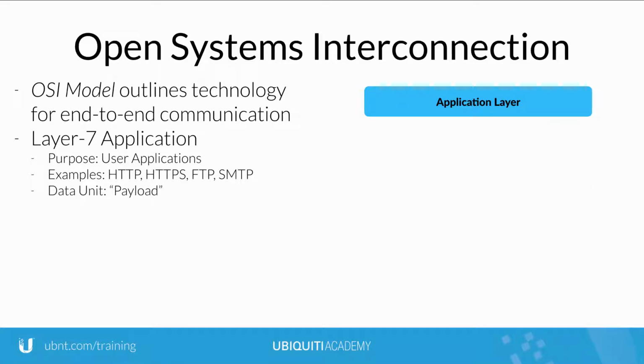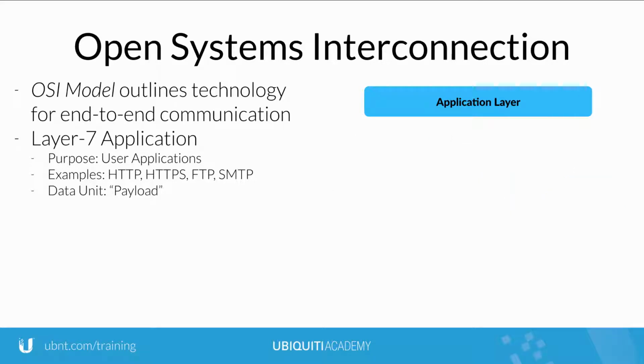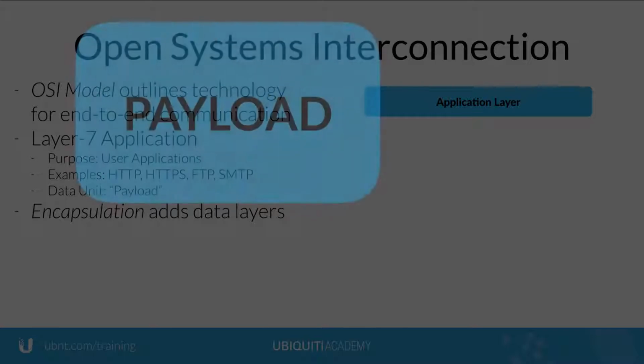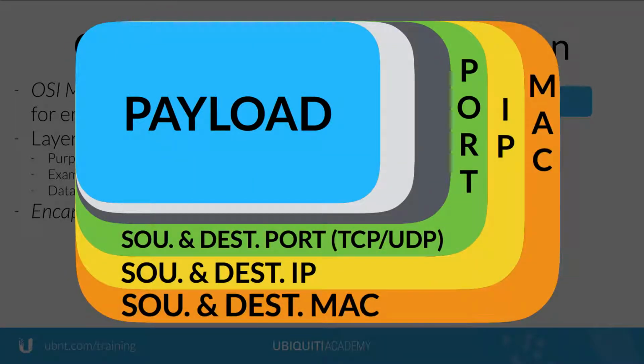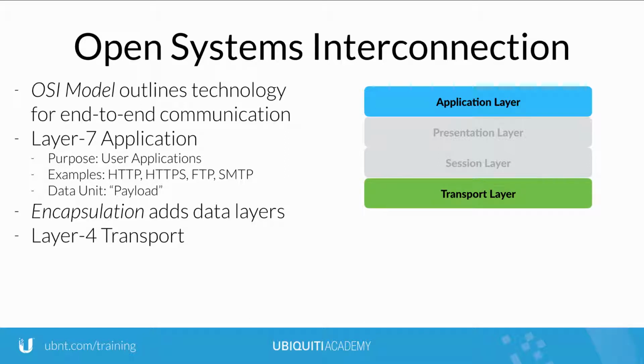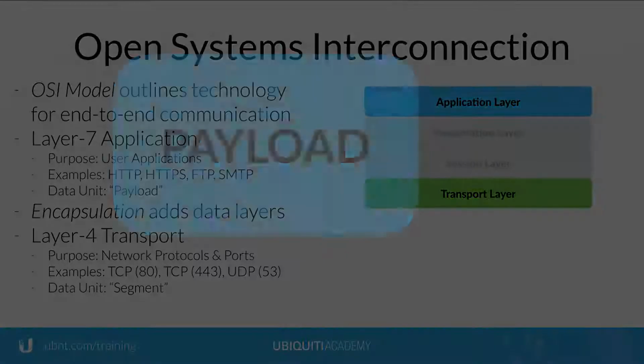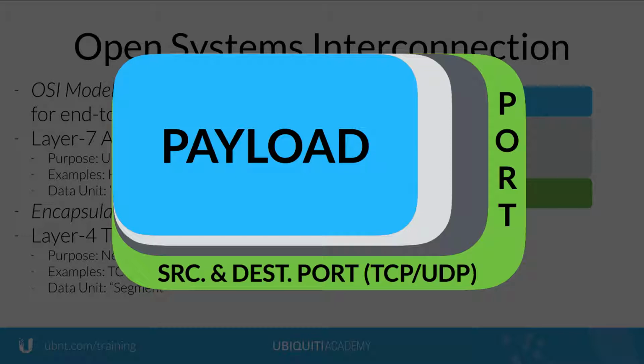Also known as the payload, the data passing down the OSI stack undergoes what is called encapsulation, the process whereby each layer adds specific information to help move the payload across the network, closer to its final destination. After passing from Layer 7, Layer 6, and Layer 5, the payload arrives at Layer 4, the transport layer, where it is encapsulated with network protocol and port information. The resulting envelope of encapsulated data is called a segment.